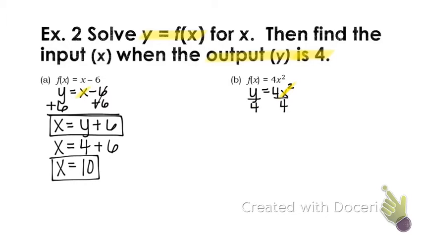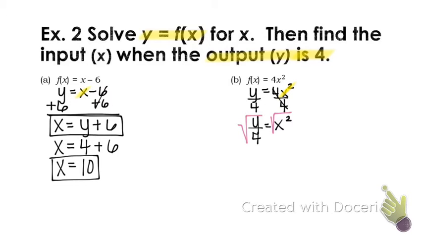Can we actually do Y divided by 4? No. So we have Y divided by 4, and it equals, because this simplifies to a 1, it equals X squared. Now, we need just X. So how do we get rid of that squared? We square root both sides.